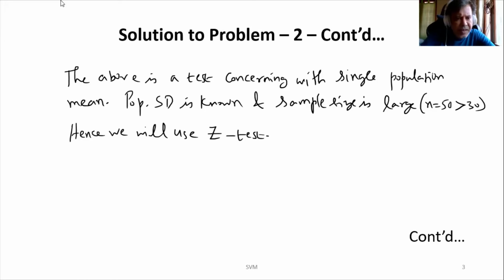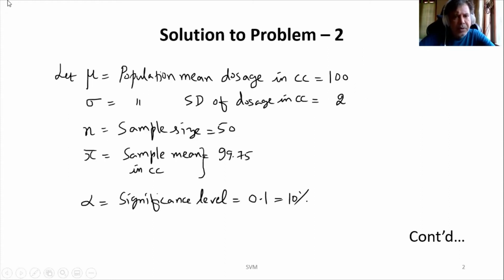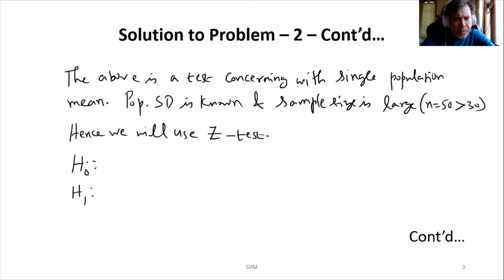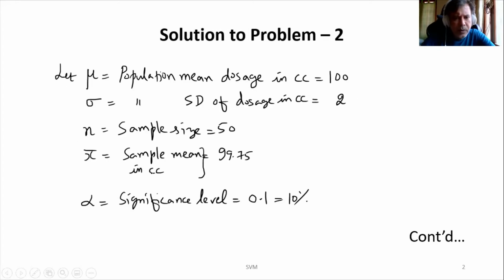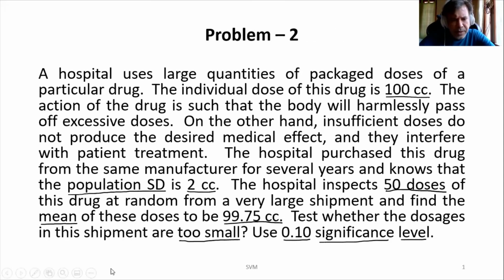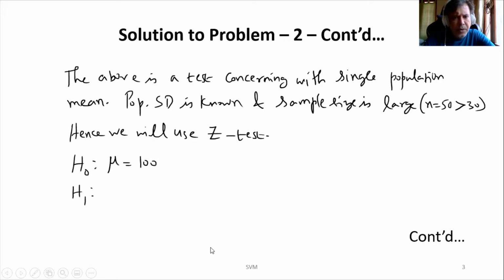The next step is to freeze on the hypotheses, the null hypothesis and the alternative hypothesis. For the null hypothesis, we are going to test the population mean. Population mean is known to be 100. So mu equal to 100. Then here it says test whether the dosages in this shipment are too small. It means we are supposed to test whether mu is lesser than 100 or not. So it becomes a one-tailed test.